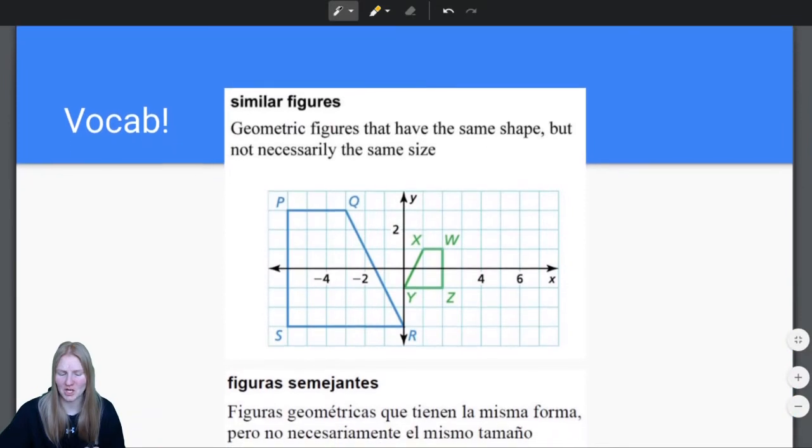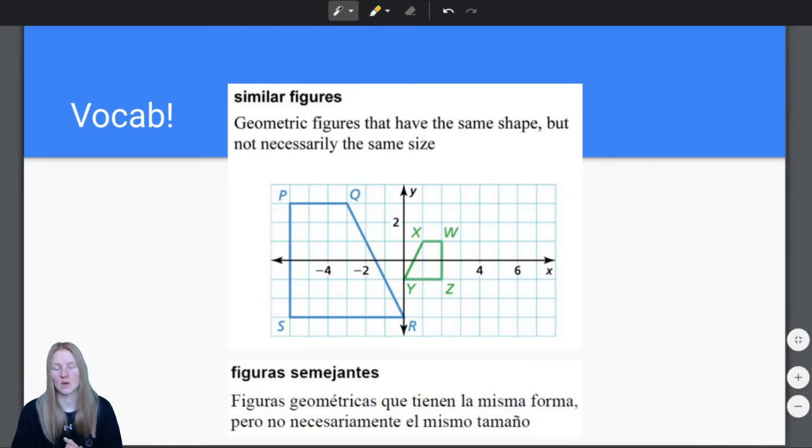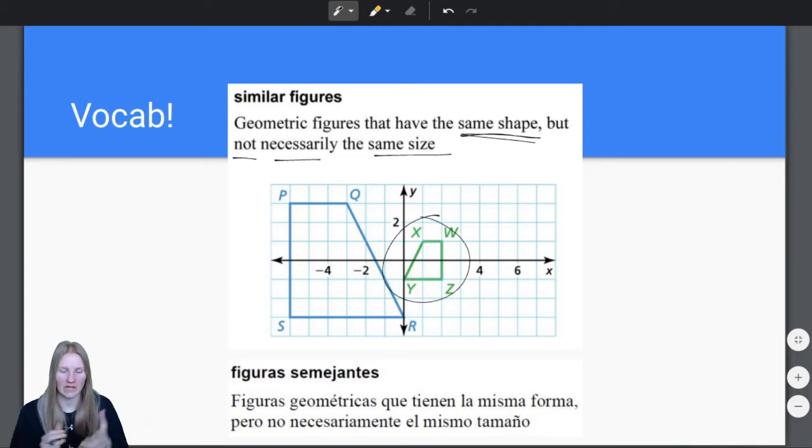Speaking of similar figures, another vocab word review from last video. Similar figures are geometric figures that have the same shape, but not necessarily the same size. So, similar figures means that you can map one shape to the other through a dilation. And map just means that if I dilate one of the shapes, I get the other shape. You can also reflect and rotate, but there needs to be a dilation that happened as well. Okay.